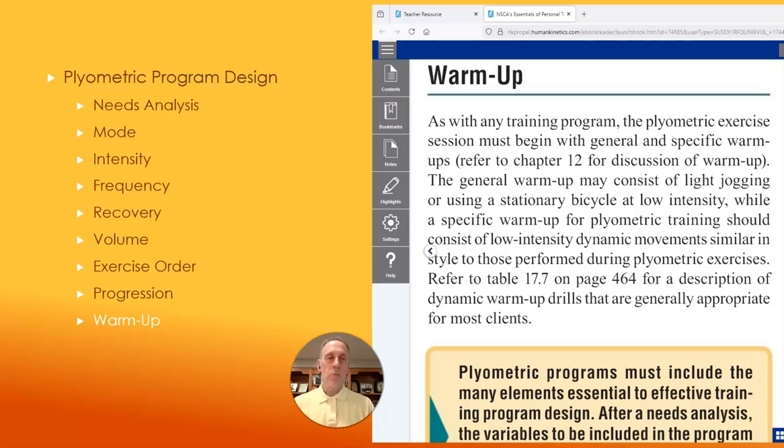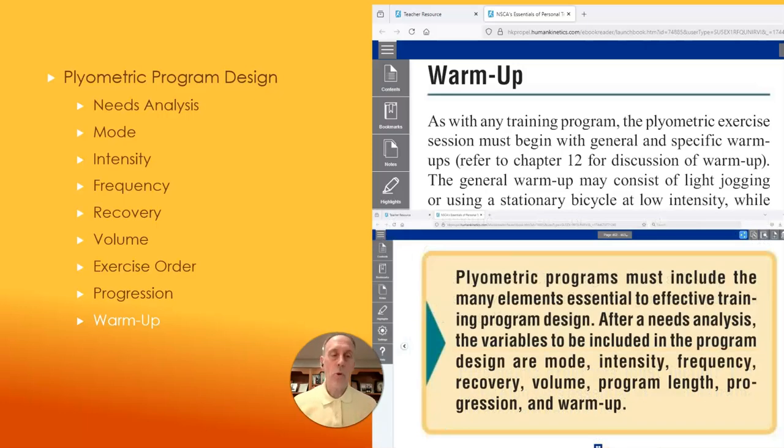With warm-up, as with any training program, exercise must begin with a general warm-up, a specific warm-up, and then you get into the actual plyometric training itself. Usually that's part of a much bigger warm-up picture that lends itself to a more specific training goal for the day. And plyometric programs must include the many elements essential to effective training program design. You need a needs analysis. You have to evaluate the variables and what you're trying to do within the program itself. And then the variables will include the mode, intensity, frequency, recovery, volume, program length, progression, and warm-up.